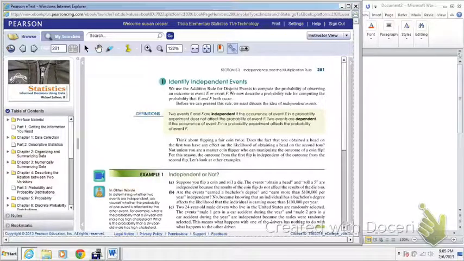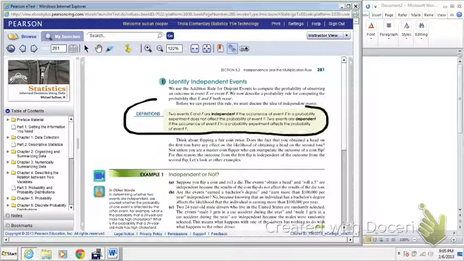Okay, so with this podcast, we're going to continue adding to our lovely list of probability rules. Let me guide you to this lovely box in your book right here. Let's start with some definitions.